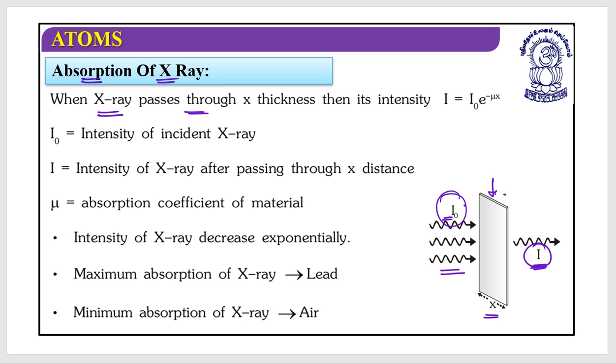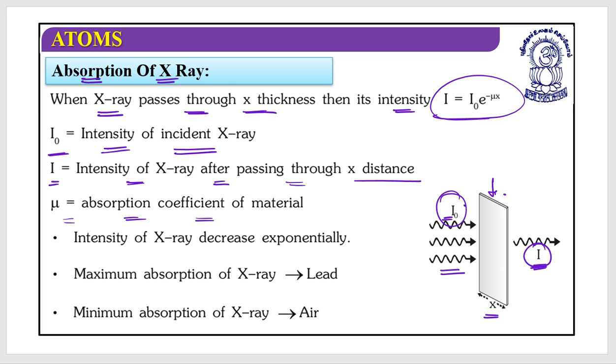So when X-ray passes through x thickness, its intensity could be given as I is equal to I naught into e to the power minus mu into x, where I naught is the intensity of incident X-rays, and I is the intensity of X-ray after passing through distance x, while mu is the absorption coefficient of the material. From this we can conclude that the intensity of X-ray decreases exponentially. It is e to the power minus mu x. I hope you understand this.